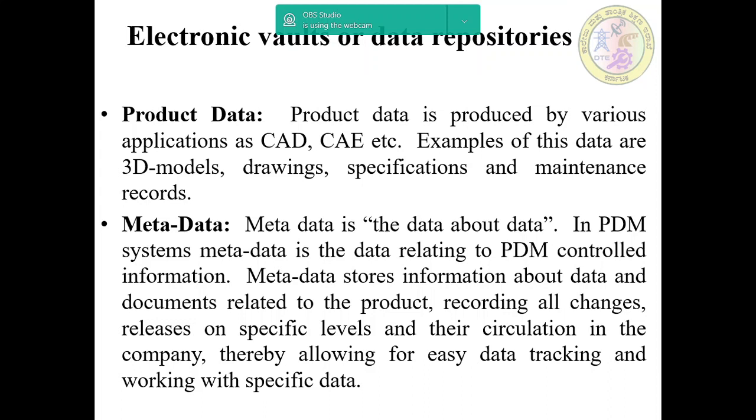There are two types of data stored in the repository. They are briefly as follows. First one is the product data, another one is metadata. These are the two types of data stored. First one is product data. Product data is produced by various applications such as CAD as well as CAE, etc. Examples of this data are 3D models, drawings, specifications, and maintenance records.